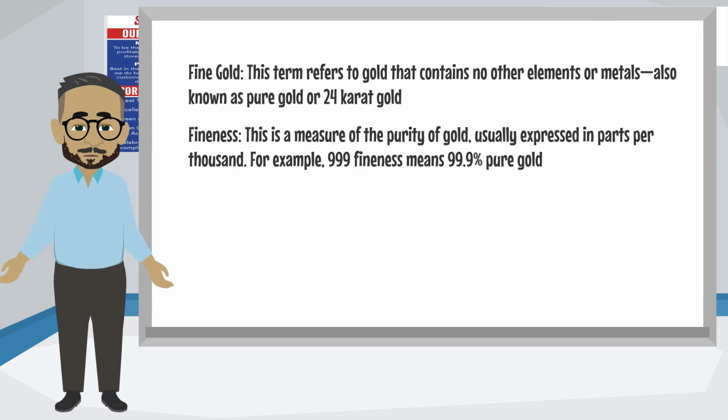You have fineness. This is the measure of the purity of gold, usually expressed in parts per thousand. For example, you have 999 fineness, which means 99.9% pure gold. Fineness is crucial when determining the value of gold pieces.